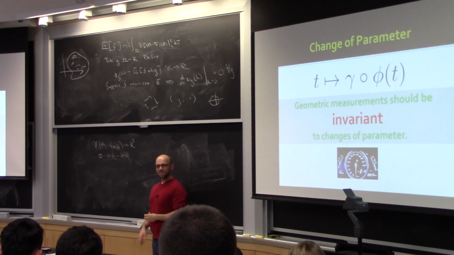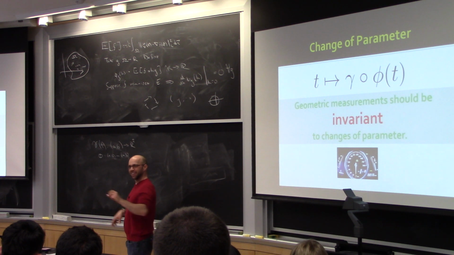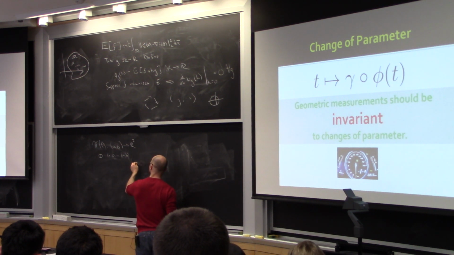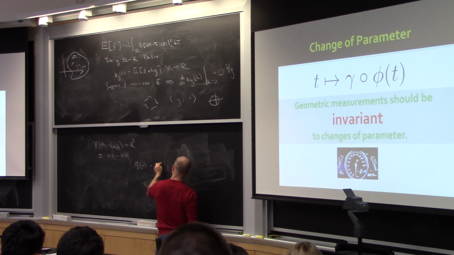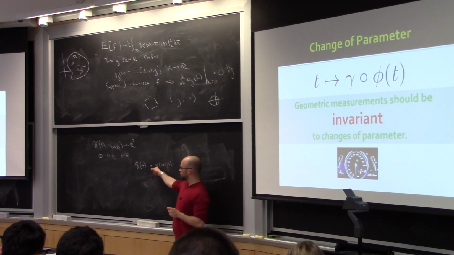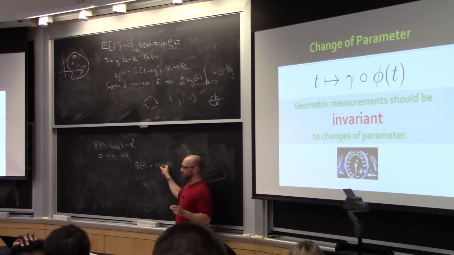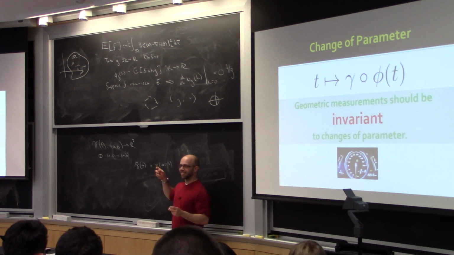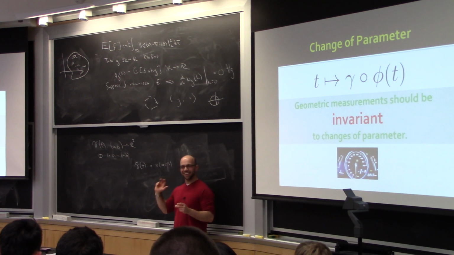Okay? I can make a new curve by defining the following, which is gamma squiggle of t, which is gamma of phi of t. Yeah? So what did I do? Did I mess with the shape of the curve? No, I just messed with the speed at which I traversed the curve. Right? I just warped the time function by sticking in a phi.